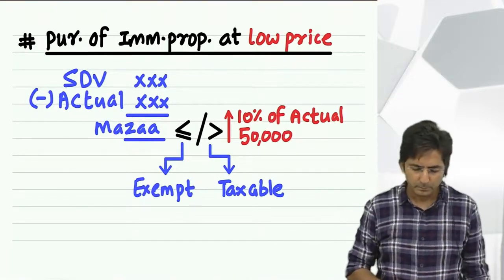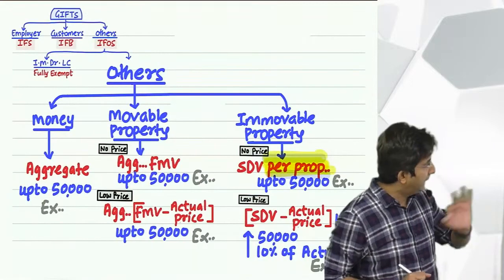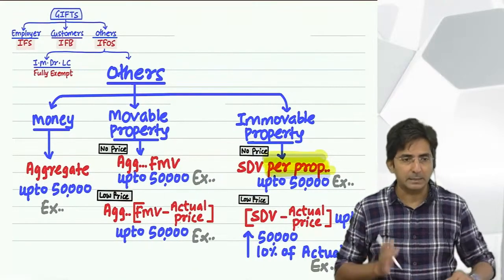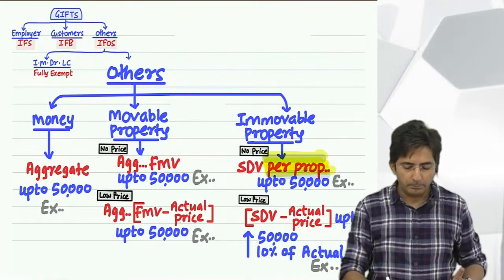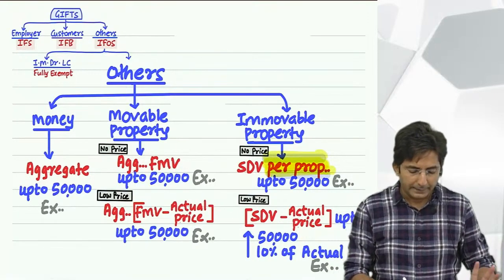Okay. See, now the complete chart is done. Everything is completely done. Read from the top. Just recap fast. Gift.